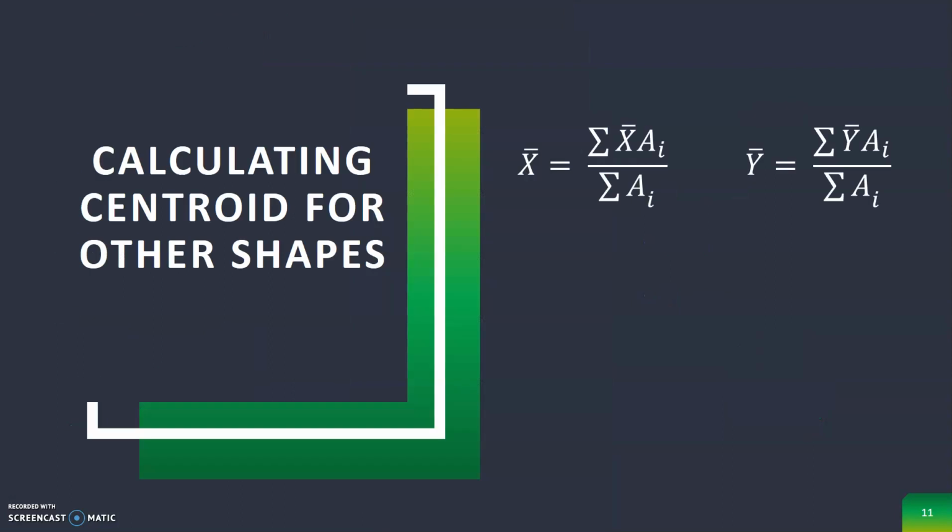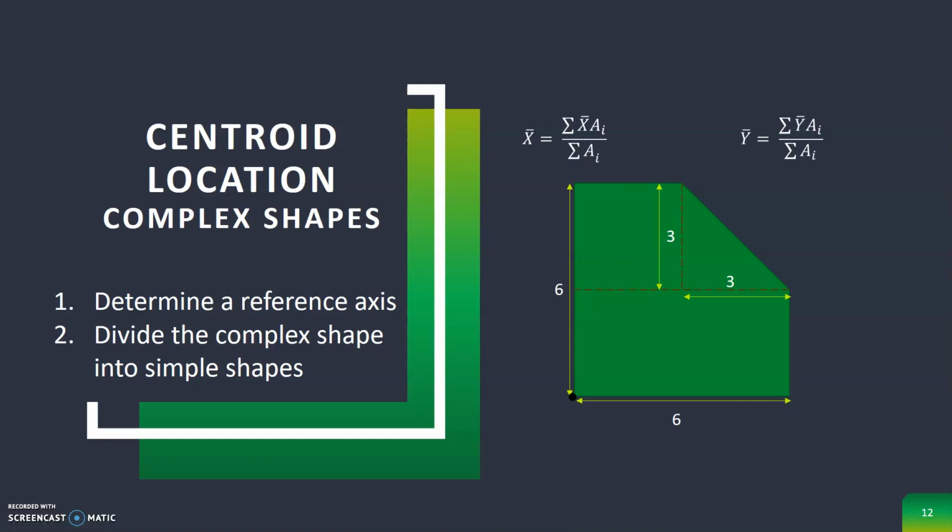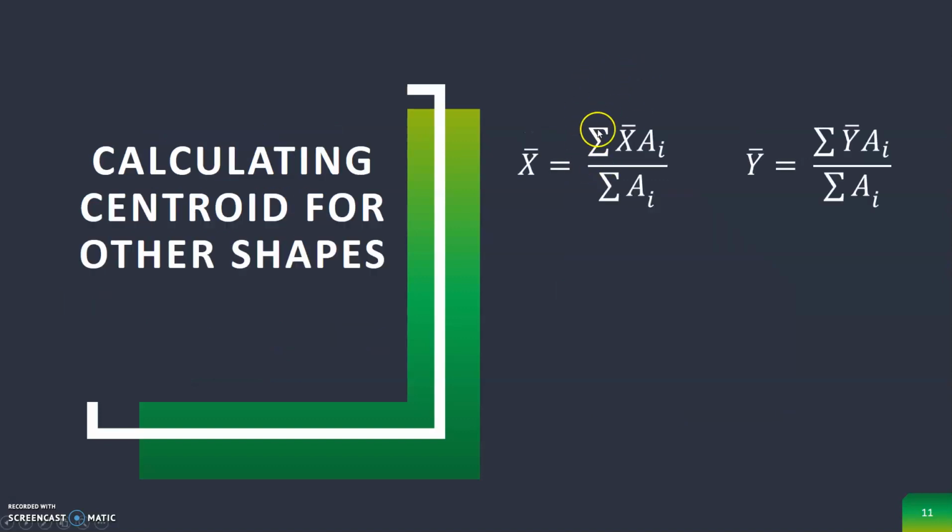Now, what happens if you have a shape that is not regular? It doesn't follow those previous shapes. Well, we can actually use these equations here to calculate any irregularly shaped objects. So we're going to talk about this. This is the sum equation. So we have to first figure out what this symbol means. The sum means to add up. So we're going to add up all the locations of the centroids of all these different shapes that make up this shape times the area, divided by the sum of all of the areas.